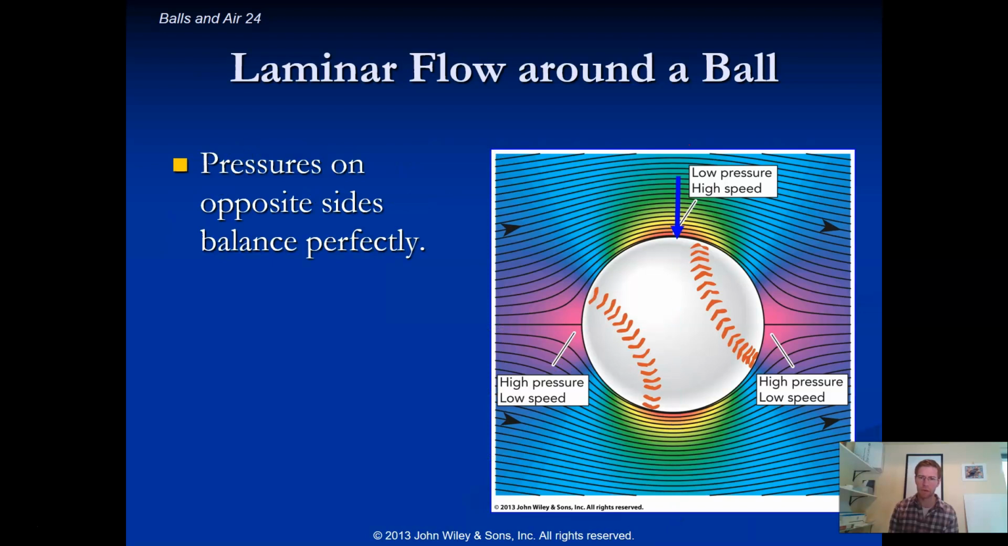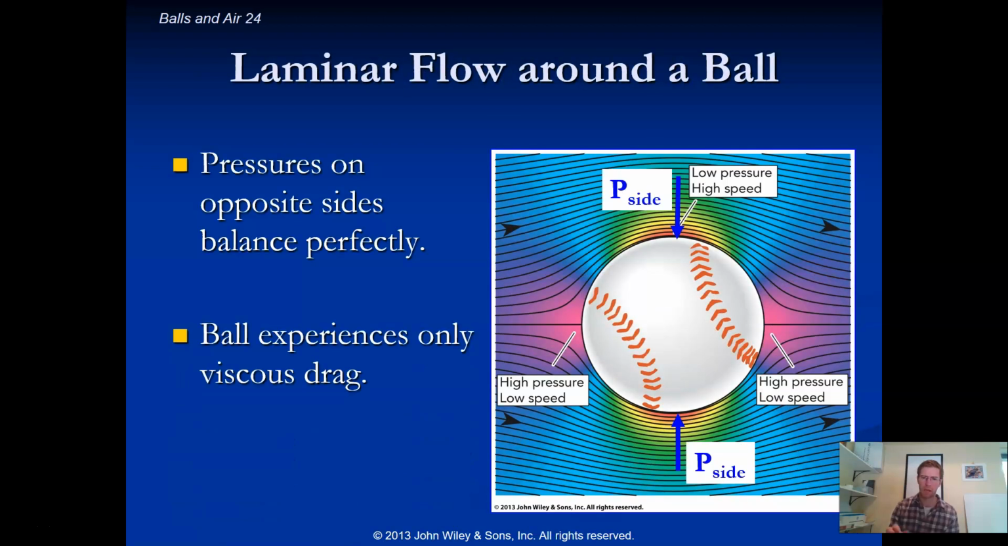If you have laminar flow, then your pressure on the two sides of the ball are approximately equal and opposite, and the pressure in front and behind the ball is approximately equal and opposite. And so the only net force you have is the drag force due to air resistance.